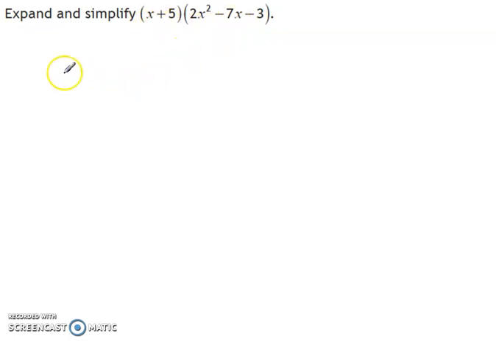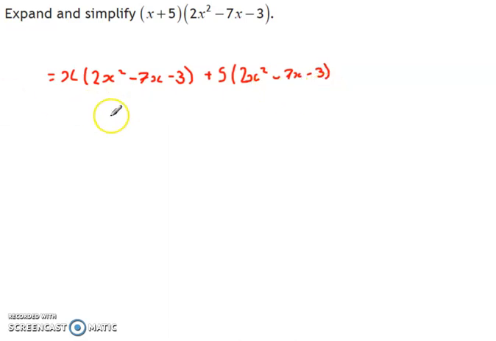So what I'm able to do is take this and say that that's the equivalent of taking the first term in the linear bracket and multiplying everything in the quadratic bracket by it. So x times 2x squared minus 7x minus 3. Then taking the second term, so the plus 5, and doing the exact same thing, multiplying the entire bracket out by the 5. And again, the same function, the 2x squared minus 7x minus 3. Multiply both of these brackets out, then simplify and combine all the terms.